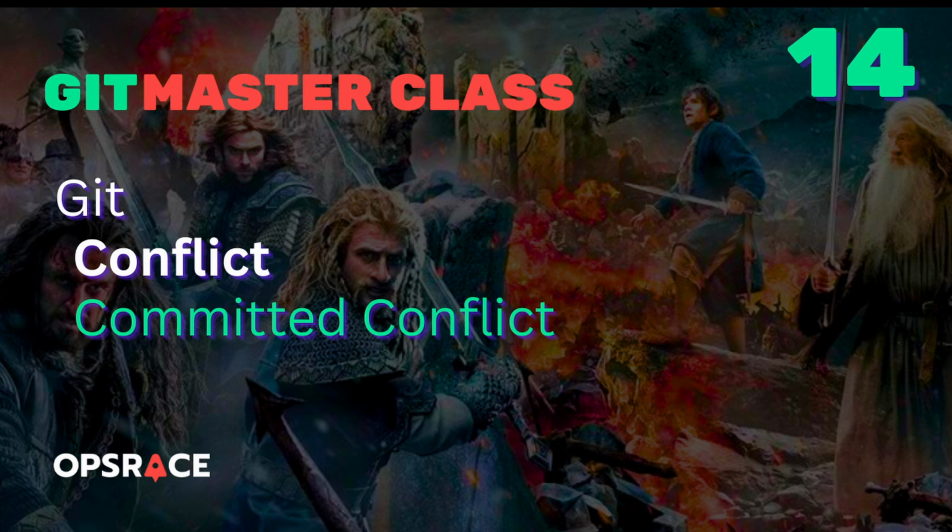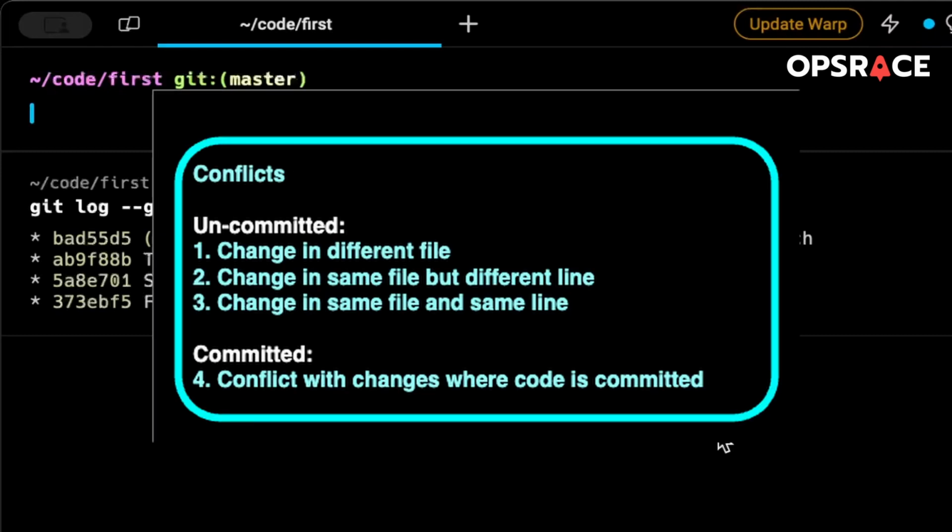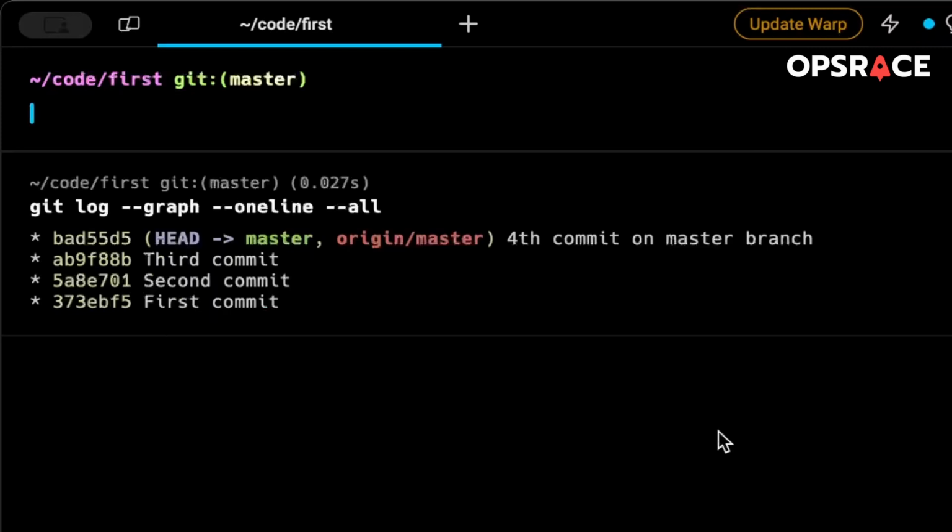Hello guys, in the previous couple of episodes we were looking at conflicts. There are different conflicts, like when there is a change within the same file, when there is a change in a different file, and when there is a change in the same file and on the same line. All these were very simple examples of conflict. Now I'll start the real battle of the five armies, how conflict can become more and more complex.